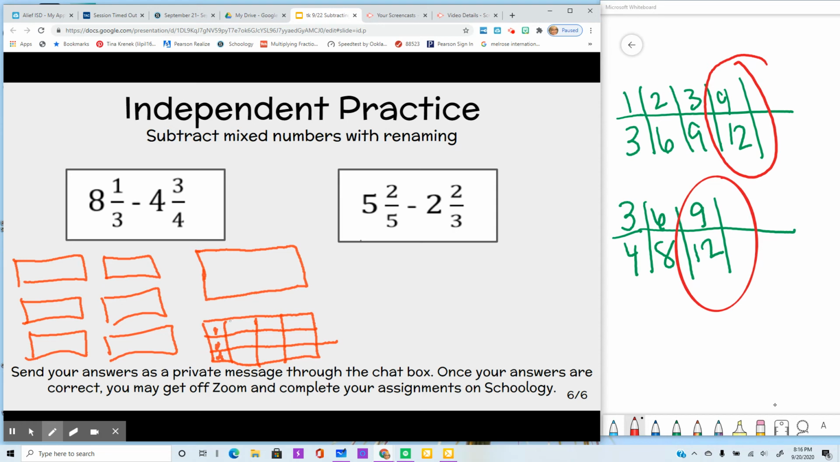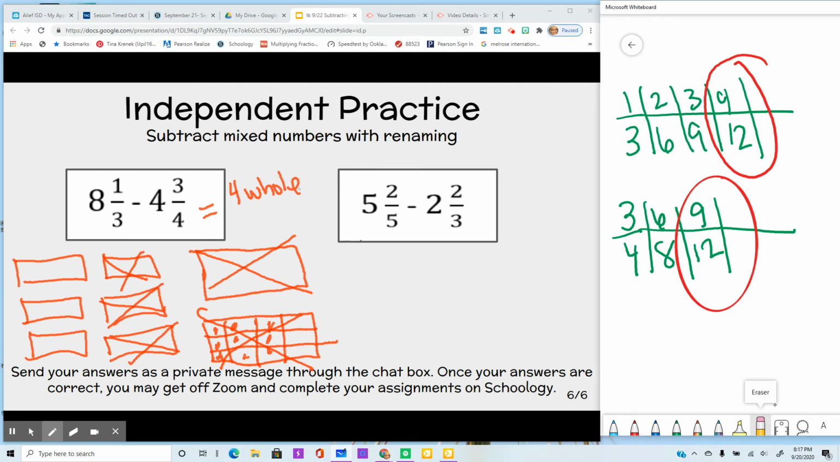1, 2, 3, 4, 5, 6, 7, 8, 9. So if I cross out 9/12, that's gone. I do not need to break down another whole because I've used my fractions. 1/3 and 3/4 equal the same. So now I can take out 4. 1, 2, 3, 4. This one equals 4 whole.